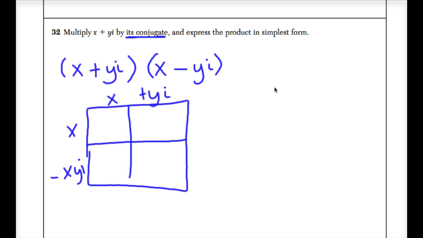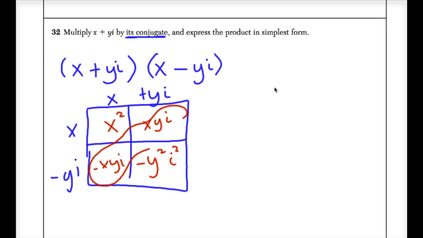Now I'm going to fill in my blanks. This will be x squared. This will be xyi minus xyi. Negative times a positive will be a negative. And then this will be a, oh, I'm sorry, I put an extra x here. This should be a yi. So a negative times a positive is a negative. This is y squared, i squared.